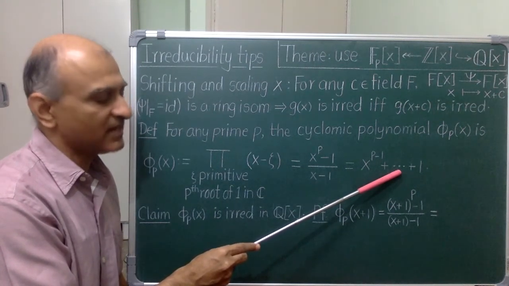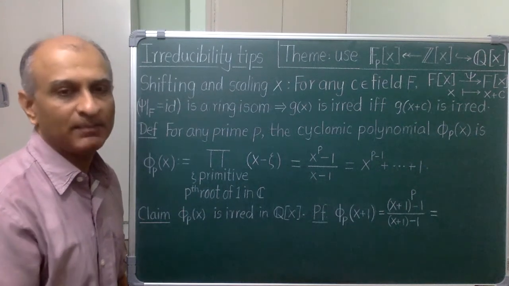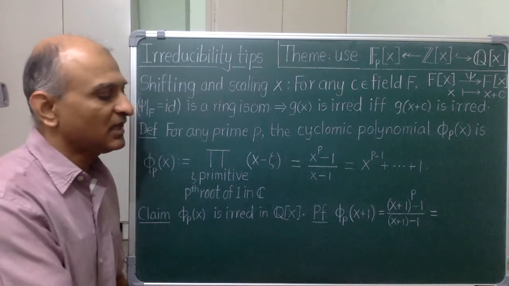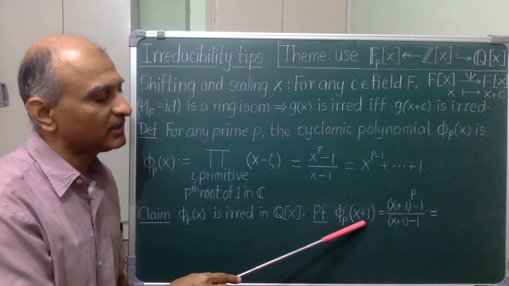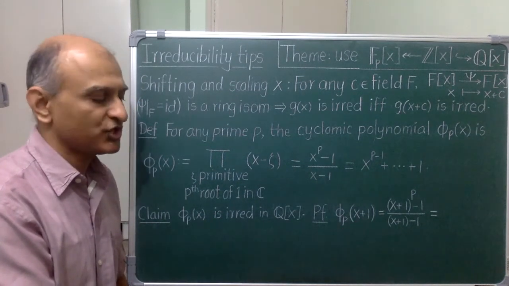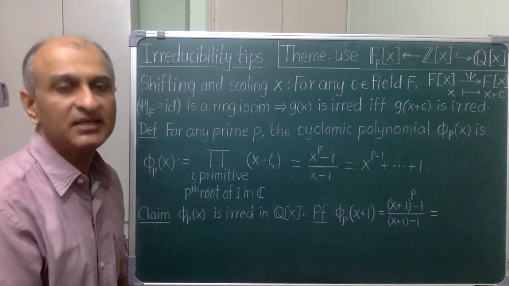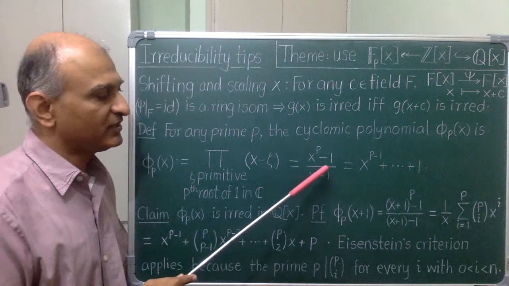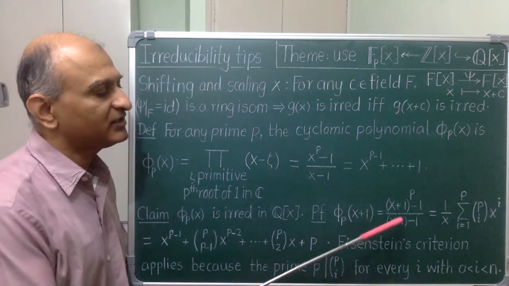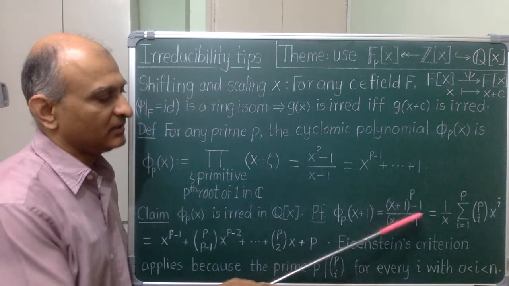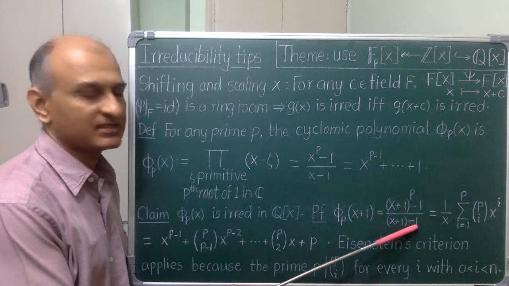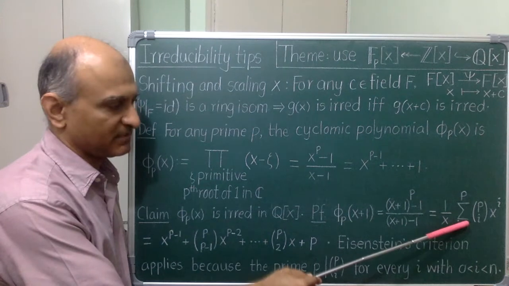Now, as it stands, Eisenstein is not applicable because every coefficient is just 1. However, I will simply shift this polynomial by 1, and now you should check that Eisenstein's criterion does become applicable. I plug in x plus 1 into this expression and then use the binomial theorem. The minus 1 in the numerator and in the denominator both cancel out, giving me this expression.